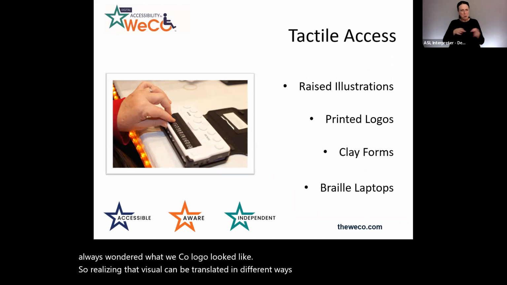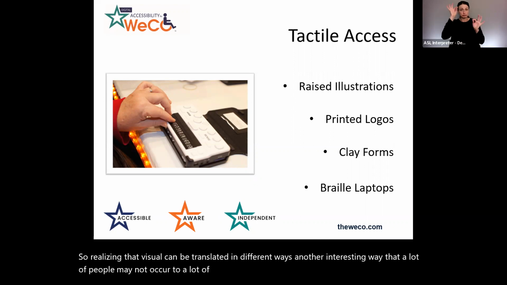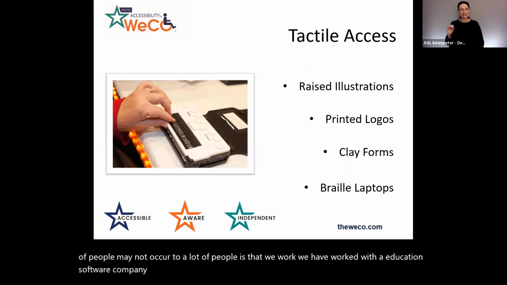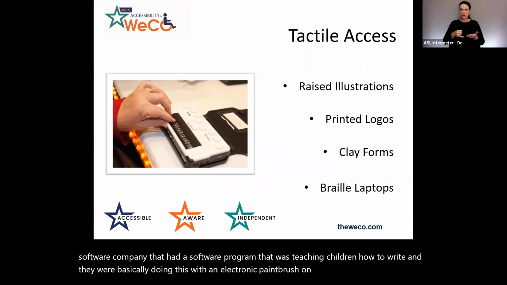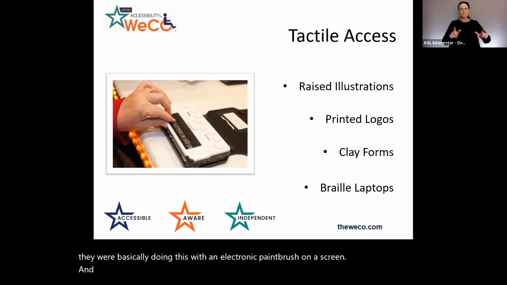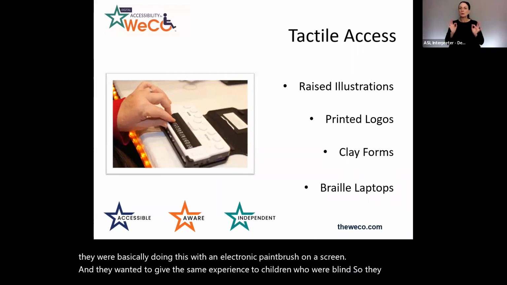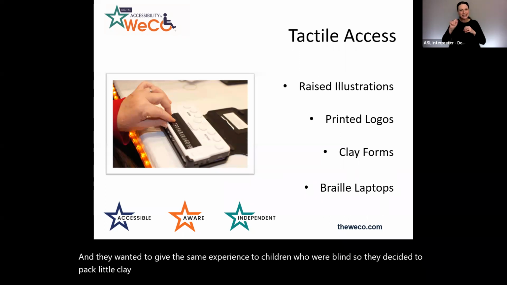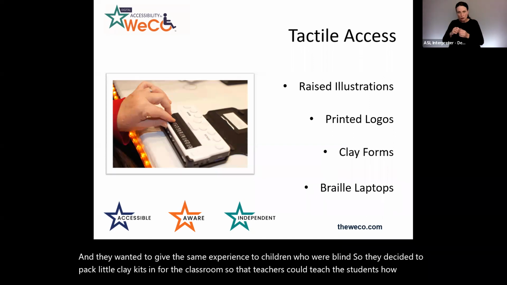Another interesting way that may not occur to a lot of people is that we worked with an education software company that had a software program teaching children how to write. They were doing this with an electronic paintbrush on a screen, and they wanted to give the same experience to children who were blind. So they decided to pack little clay kits in for the classrooms so that teachers could teach the students how to form letters and feel the letters.